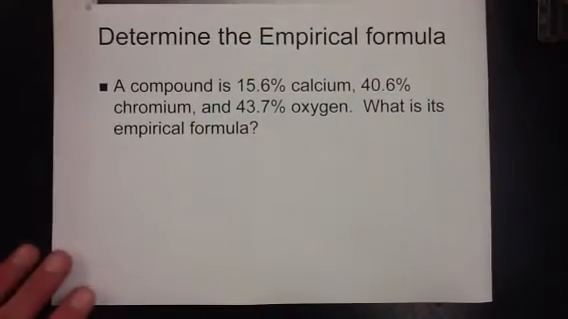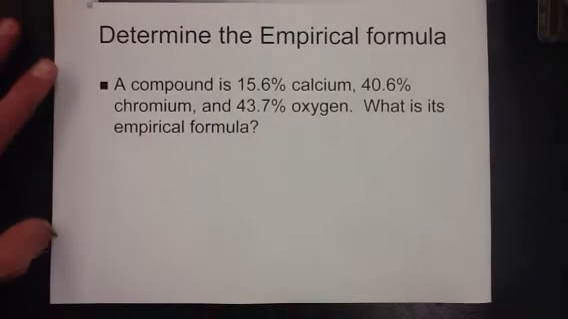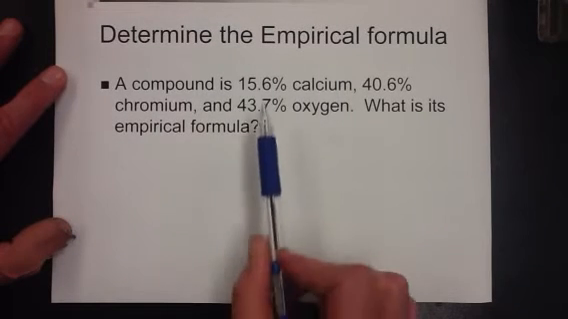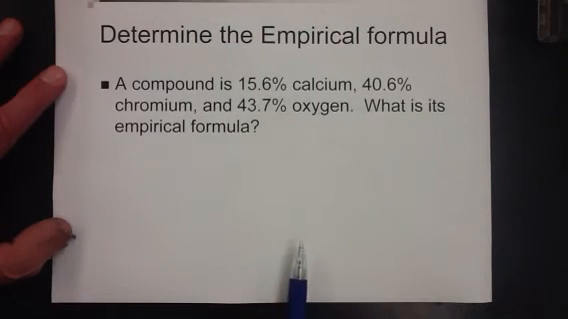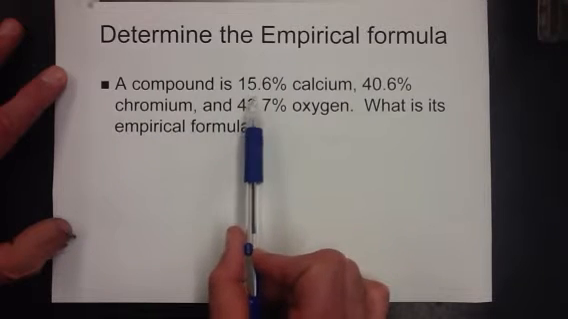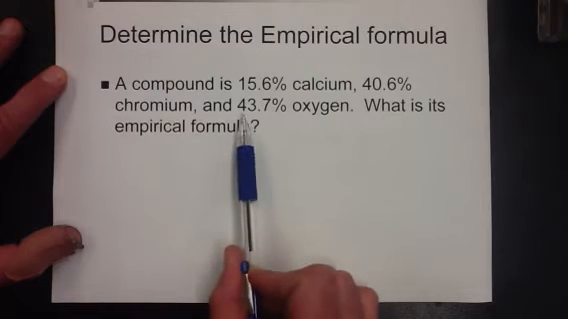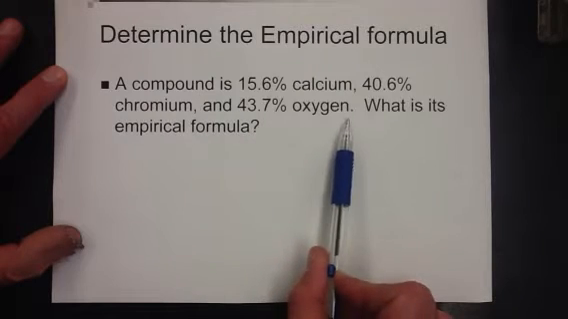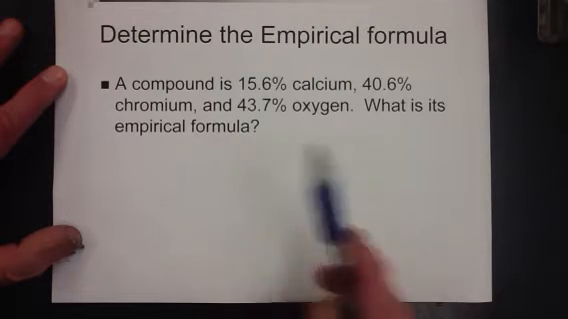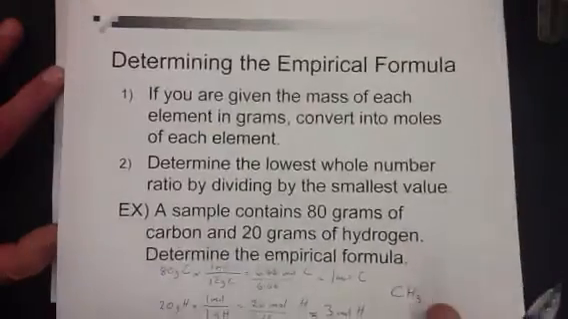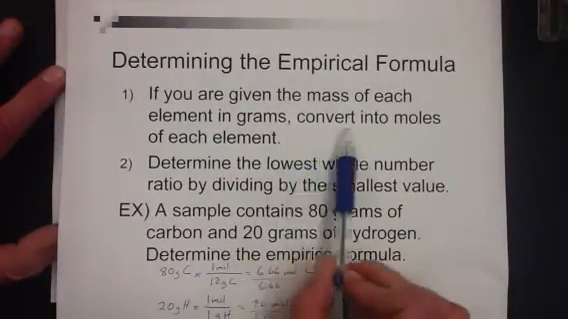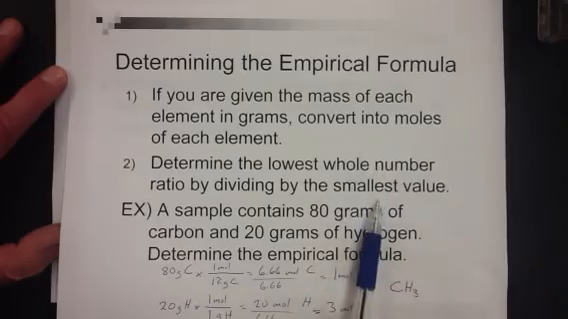So this example will be a little bit different. This time, instead of being given the mass of each substance, we're given it in percentages. So it says a compound is 15.6% calcium, 40.6% chromium, and 43.7% oxygen. What's the empirical formula? So we're going to do the same 2 steps that we did here. We're going to convert everything into moles, and then we're going to divide by the smallest number to get the ratio.